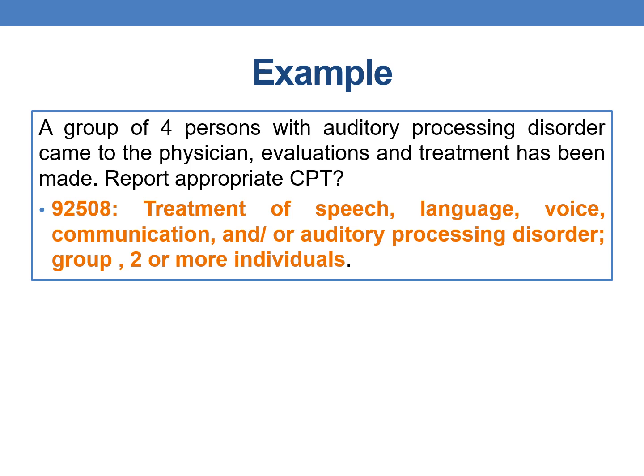Now let us see an example. A group of 4 persons with auditory processing disorder came to the physician. Evaluations and treatments have been made. Report the appropriate CPT. Here a group of people are undergoing the therapy. Group of 4 persons with auditory processing disorder. So the correct CPT is 92508. It includes treatment of speech, language, voice, communication and or auditory processing disorder. Here patients are having auditory processing disorder in a group. That is, for 2 or more individuals, you need to report 92508.